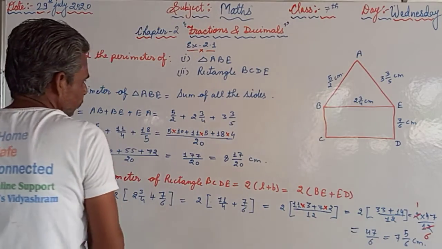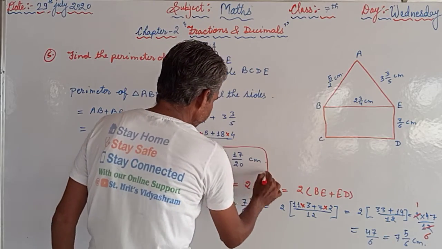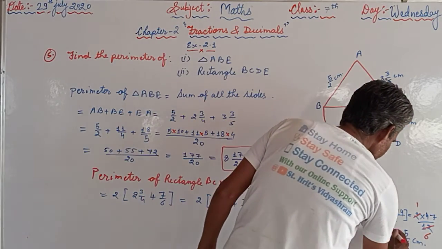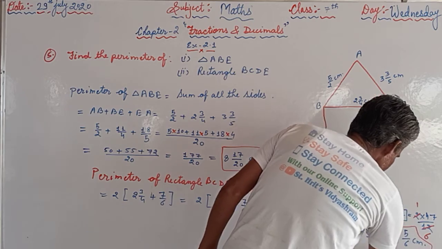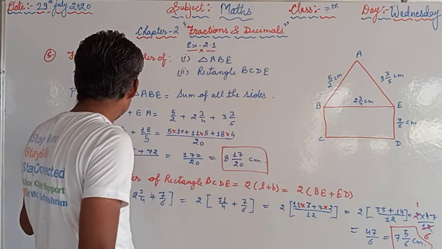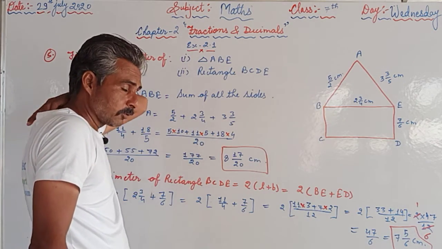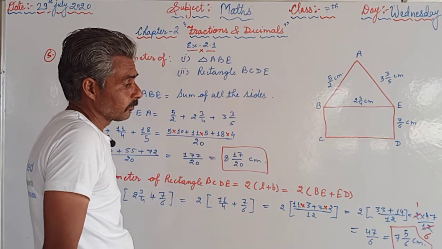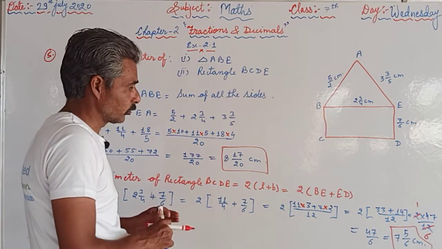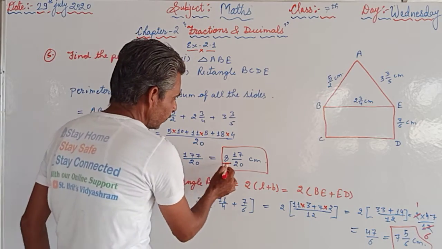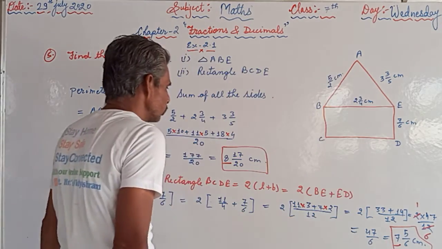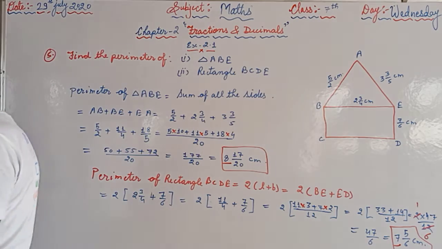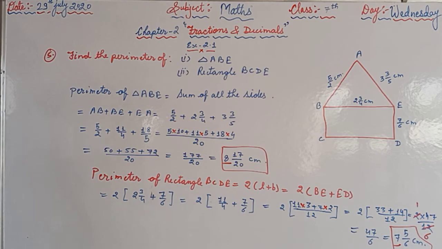So from here we can observe that the perimeter of the triangle is 8 and 17 by 20, and the perimeter of the rectangle is 7 and 5 by 6 centimeters. So we can assess directly, this is 8, this is 7. So the perimeter of the triangle is greater than the perimeter of the rectangle.